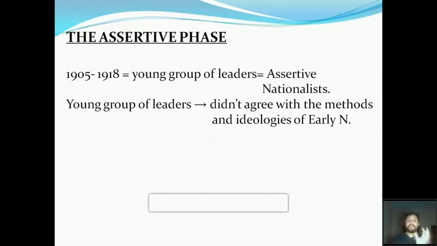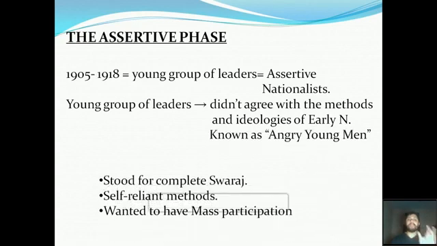This group of people were known as angry young men, because their methods were not always peaceful. Those people had something like boiling blood. So those people were known as angry young men.